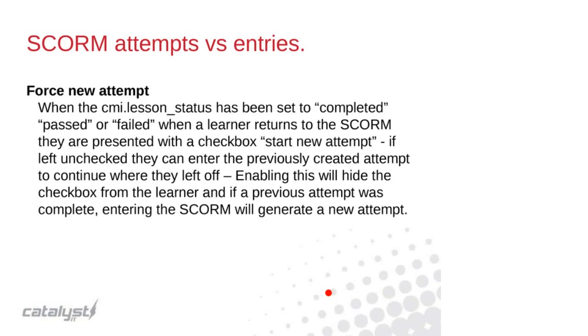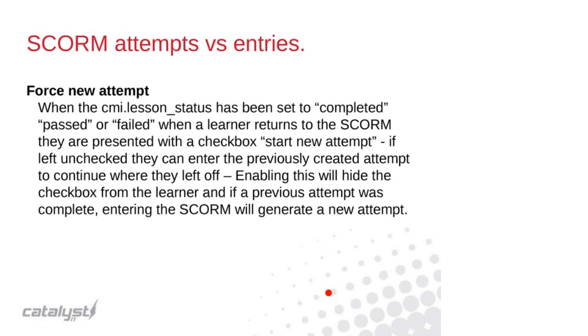Block after final attempt. When the total number of allowed attempts have been used, and the lesson status is set to completed, passed, or failed, it prevents access to the SCORM. So normally, when they have completed, they can still review the SCORM package, but this prevents that as long as the previous one is completed, passed, or failed.